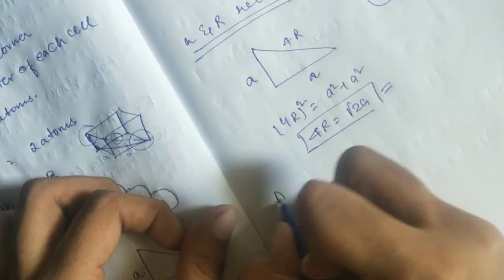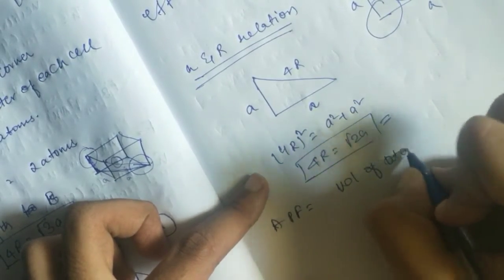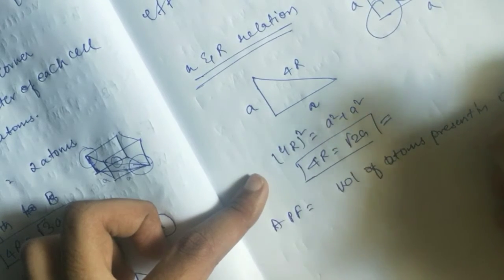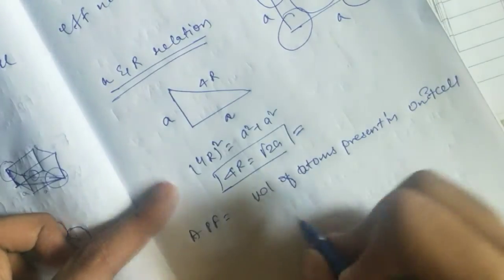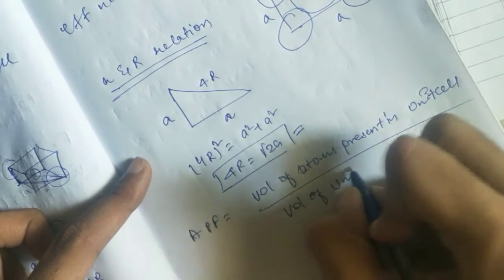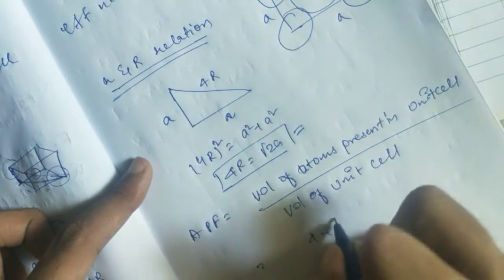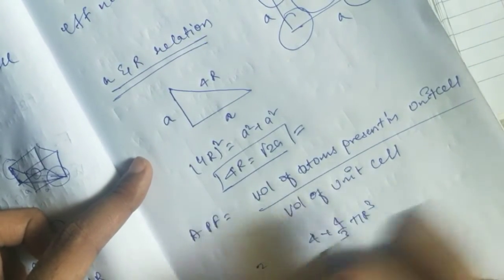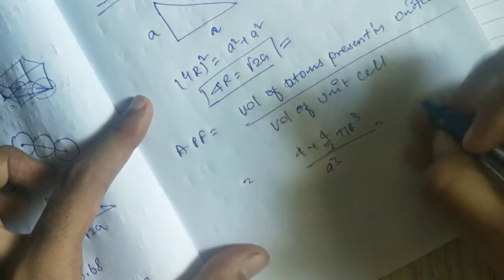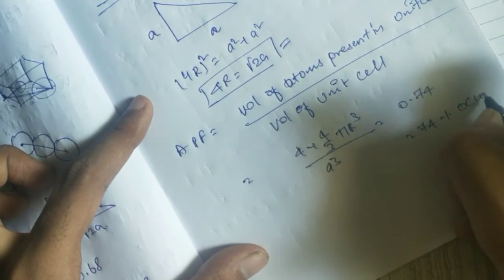And next, atomic packing factor is equal to volume of atoms present in the unit cell, whole divided by volume of unit cell. 4 atoms are present effectively, so 4 into 4 by 3 pi r cube, whole divided by a cube. We will get 0.74. That means 74% occupancy.